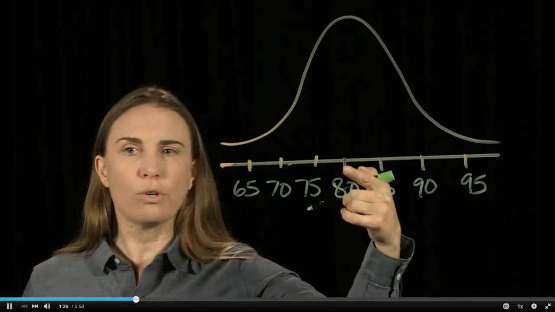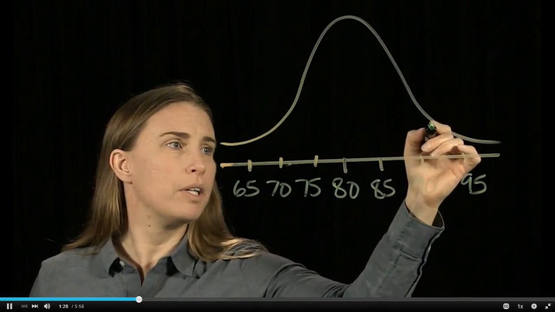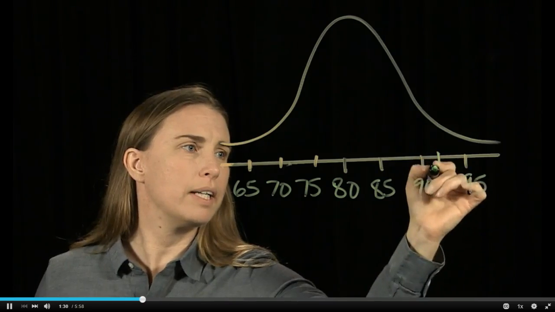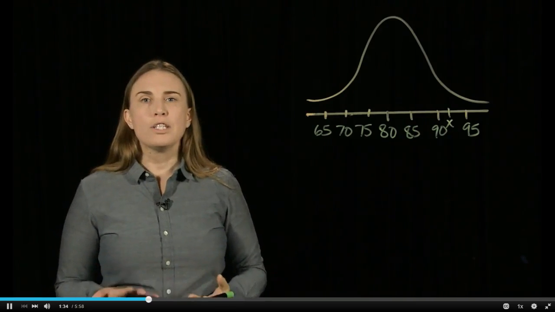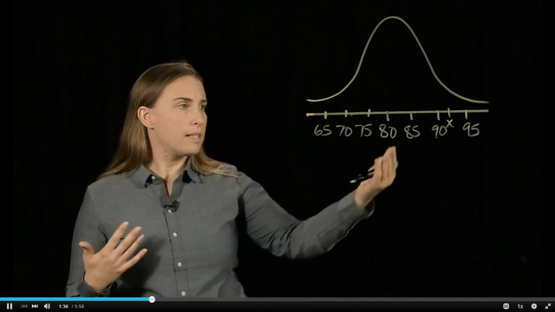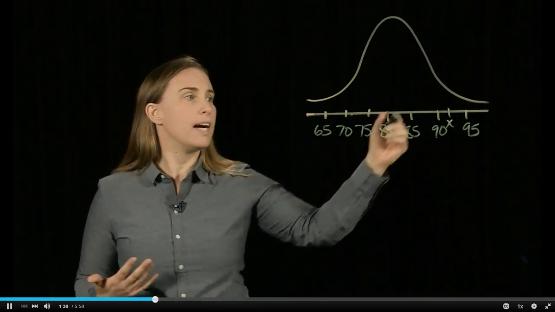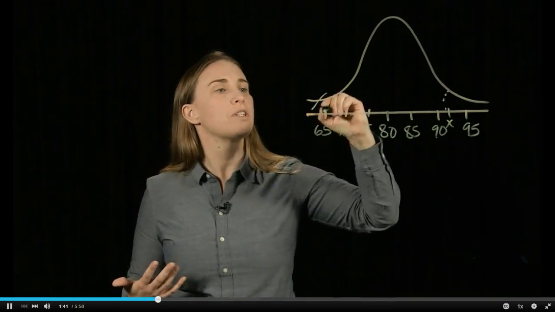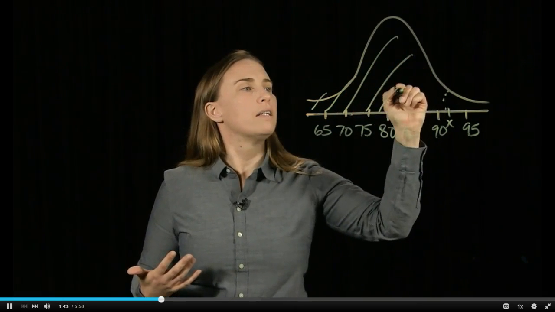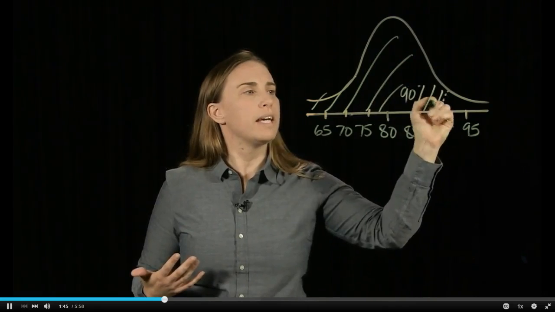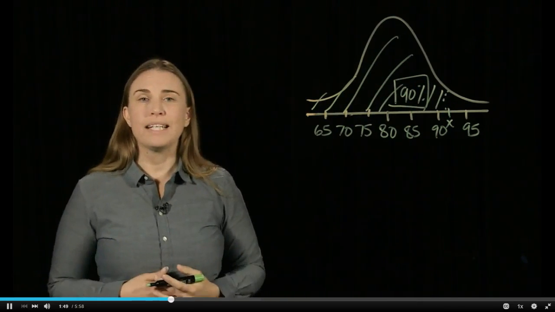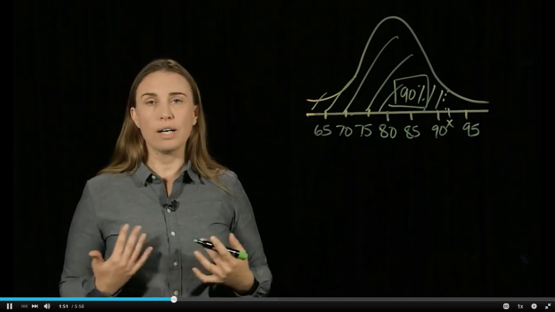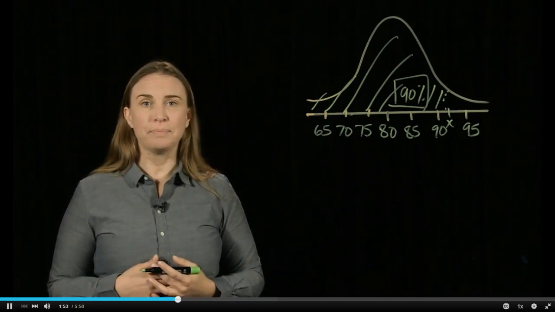So let's see, we want to score better than 90%. It's probably going to be a pretty high score. Let's just say somewhere maybe around here. We'll call it X. Since we want to score better than 90% of the class, we need the area to the left of this curve, all of this here, to be 90%. This will represent the 90th percentile, or a probability of 0.9.